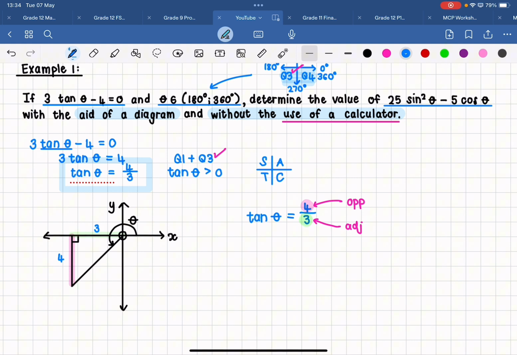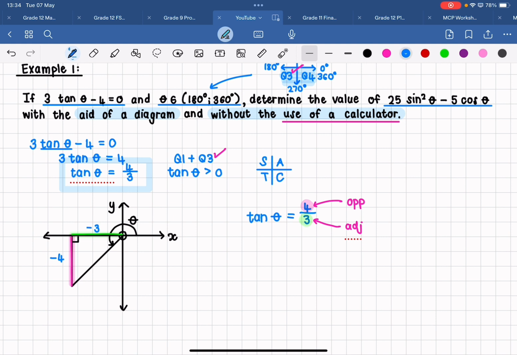But now what's very important here is that both of these sides actually have to be negative, because this pink side is on the negative side of the y-axis, and this green side is on the negative side of the x-axis. So yes, absolutely, the lengths of these sides are positive 3 and positive 4, but because of this triangle lying in the third quadrant, the values on the sides in the Cartesian plane have to be negative 3 and negative 4. That is very important.